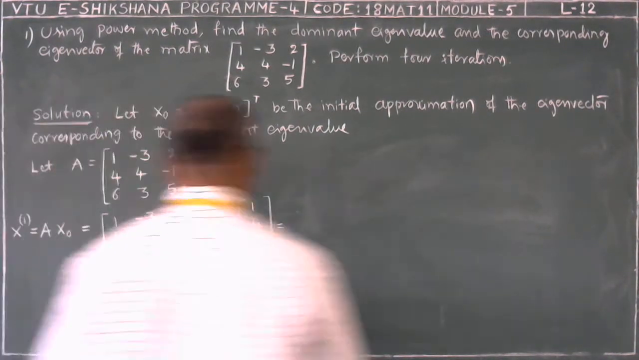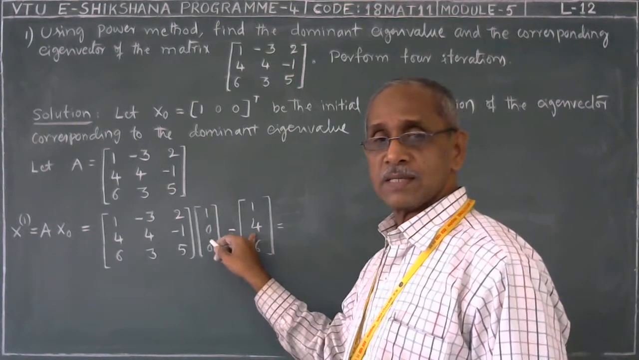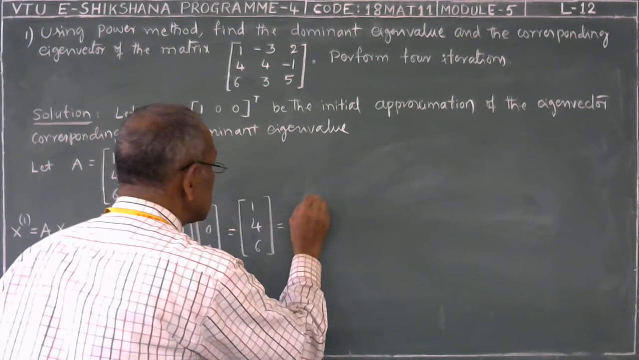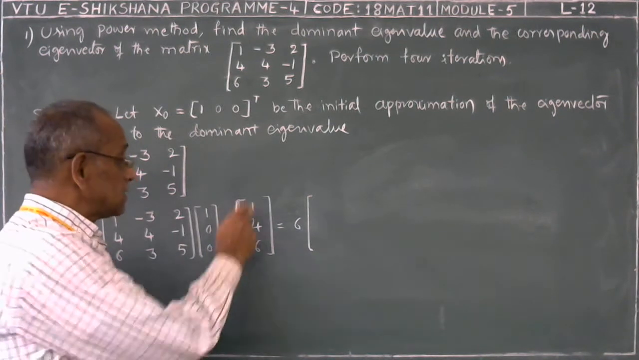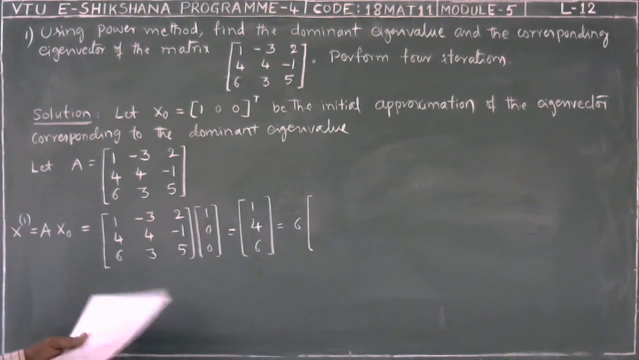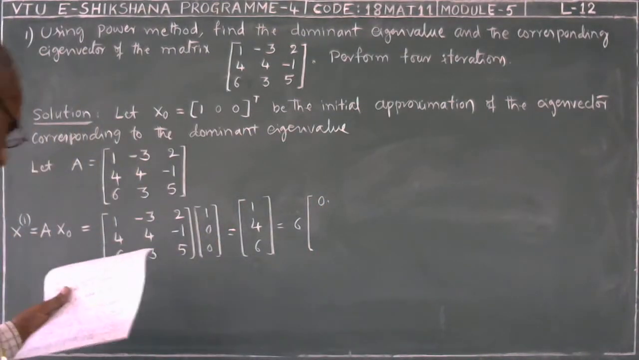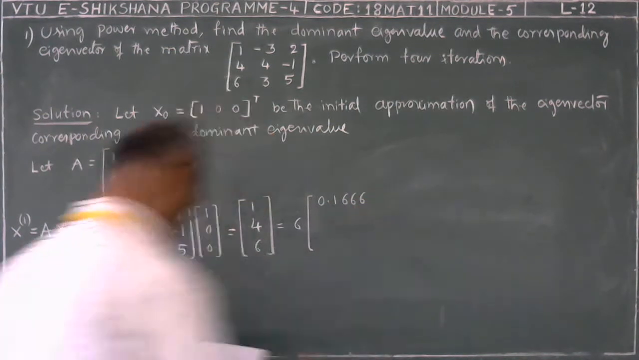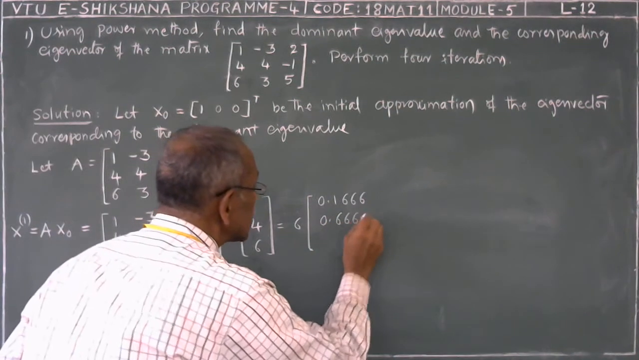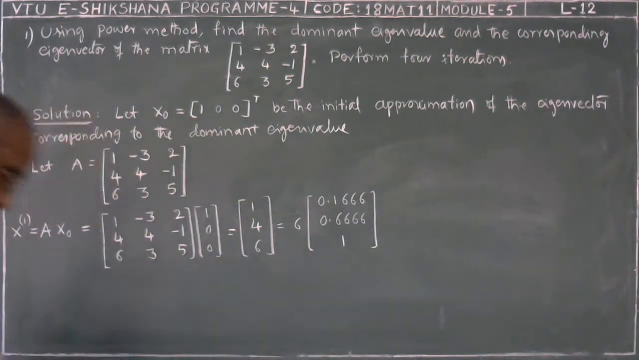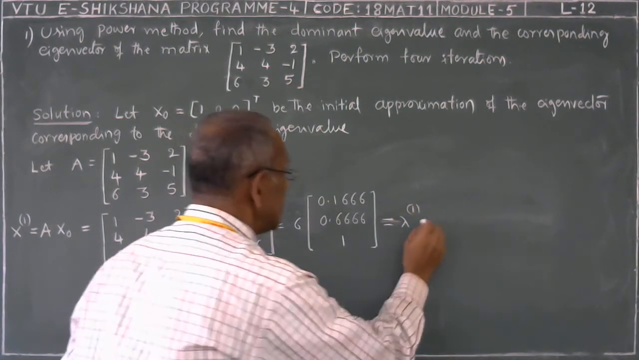Now from here, you take out the numerically largest value among these three values, 1, 4, 6. So 6 is the largest. Let me take out the 6 outside. Then I am dividing 1 by 6, 4 by 6, 6 by 6. That is 1 by 6, 4 by 6, and 1. If you calculate up to 4 decimal places, 1 by 6 is 0.1666. Then 4 by 6 is 0.6666. Now this you call lambda 1 x 1.